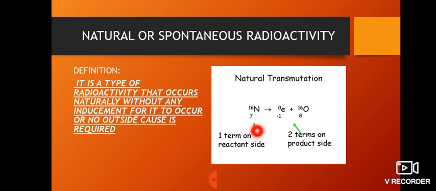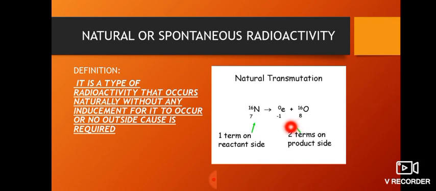We said transmutation reaction is when we convert one chemical element to a different chemical element. So in the reaction, you can see that nitrogen-16 has been converted to oxygen-16. And this is a transmutation reaction because we didn't force it. We didn't bombard nitrogen with any particle. So this is a natural transmutation reaction or natural radioactivity or spontaneous radioactivity.